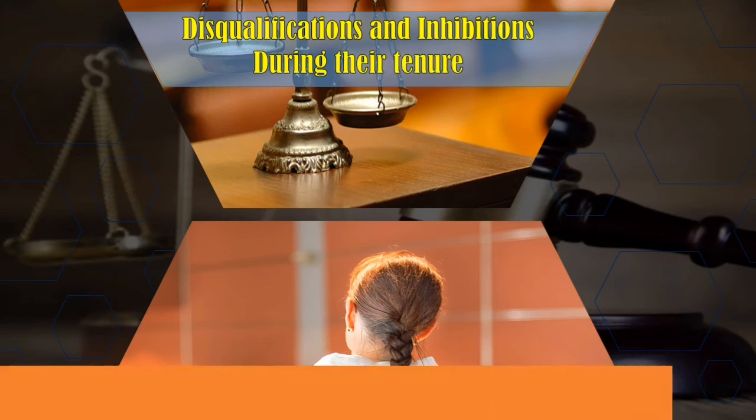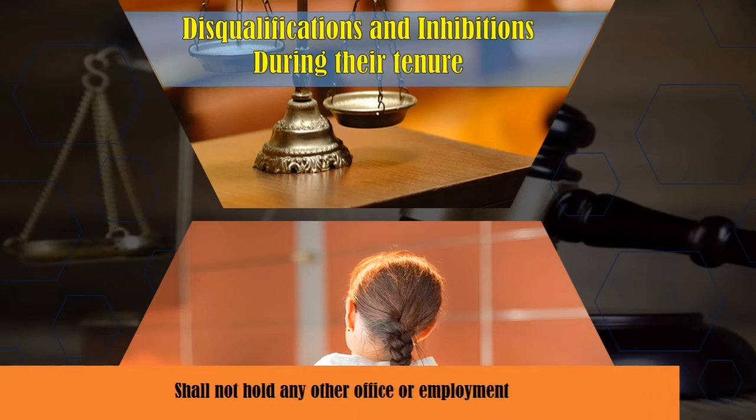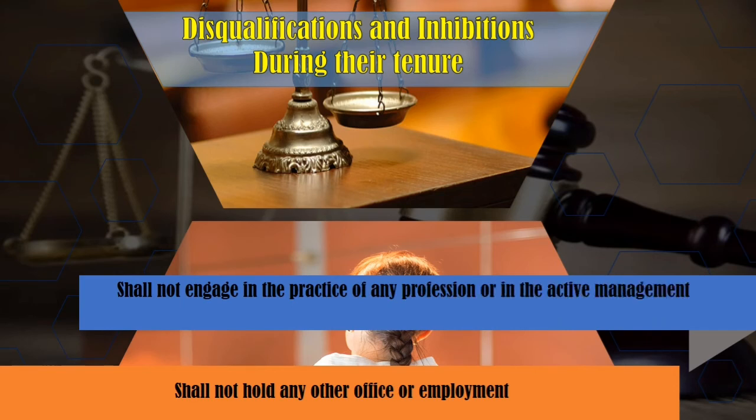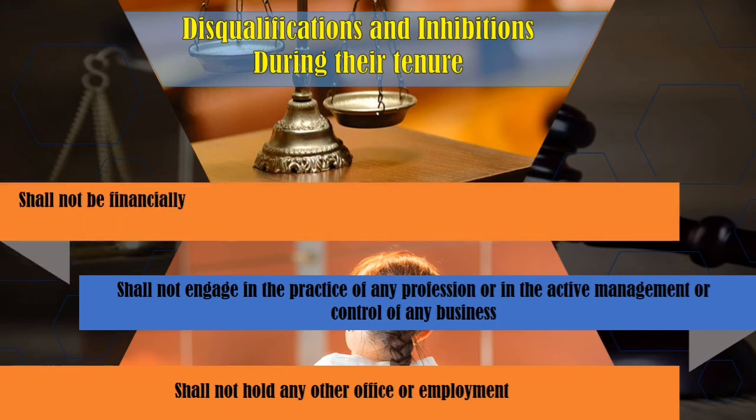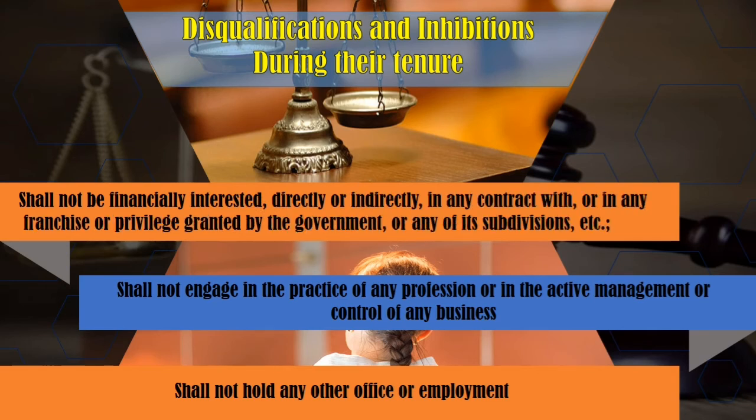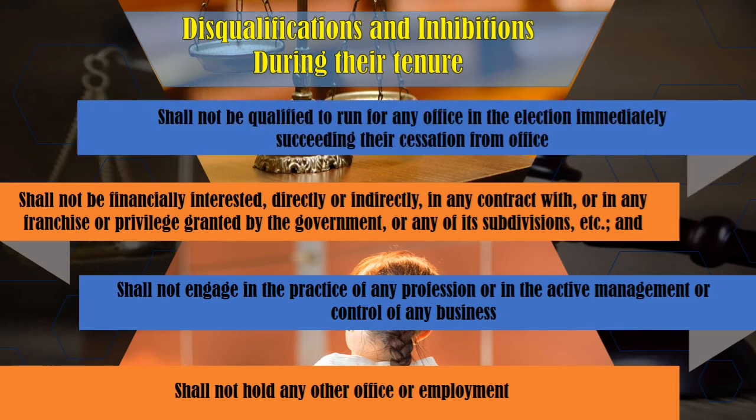So, class, what are the disqualifications and inhibitions during the tenure of the Ombudsman? One, they shall not hold any other office or employment. Second, they shall not engage in the practice of any profession or in the active management or control of any business which in any way may be affected by the function of his office. Third, shall not be financially interested, directly or indirectly, in any contract with or in any franchise or privilege granted by the government or any of its subsidiaries. And fourth, shall not be qualified to run for any office in the election immediately succeeding their cessation from office.